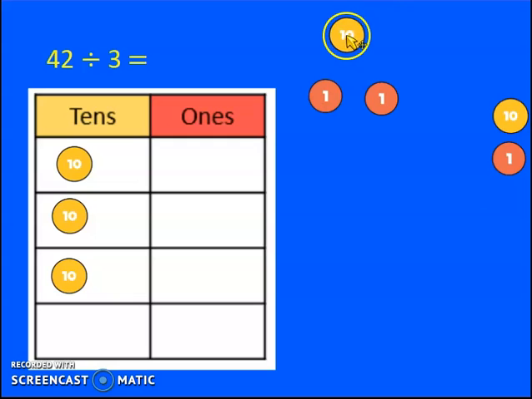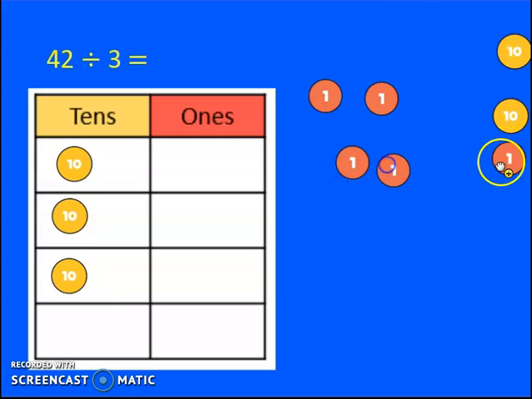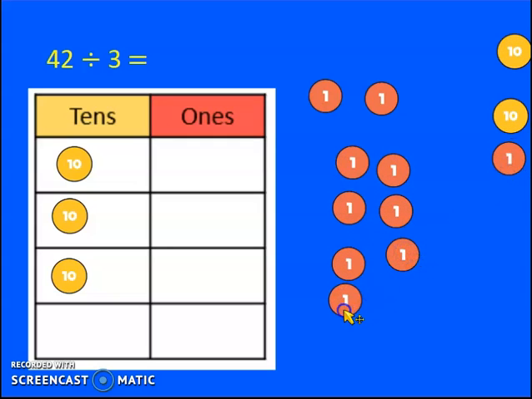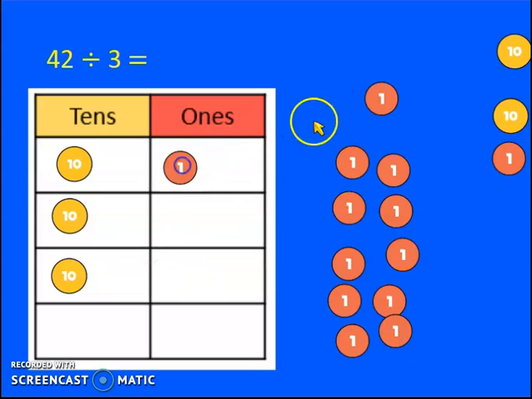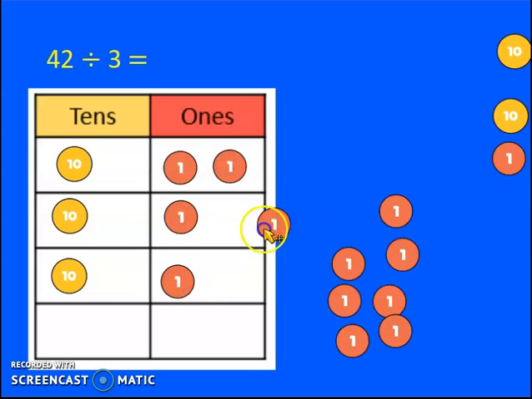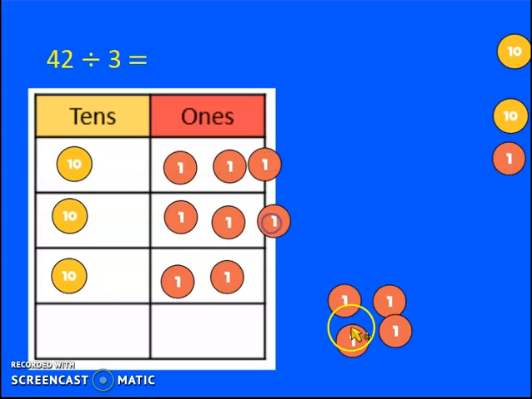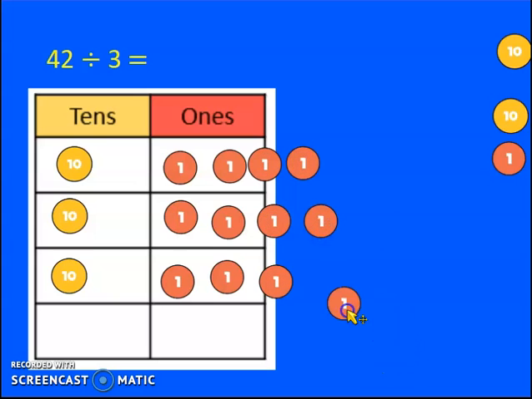So we need to exchange. So move the 10 away. Let's get out 10 ones. 1, 2, 3, 4, 5, 6, 7, 8, 9, 10. So now let's separate them correctly. So remember, we're dividing by 3, so we just need 3 groups. 1, 2, 3, 1, 2, 3.